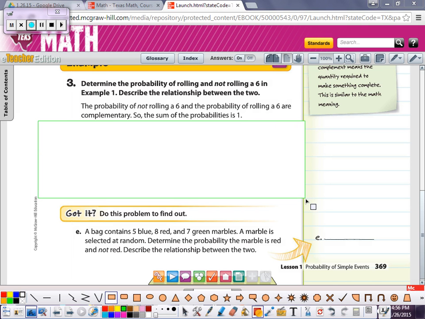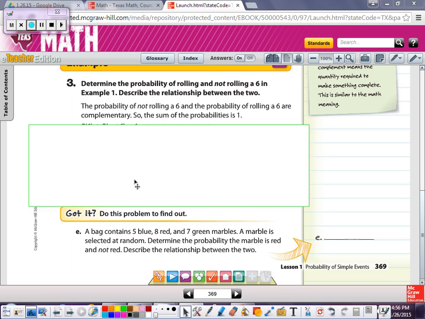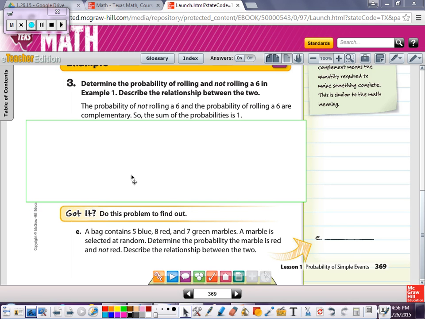I'll cover this up too, and then we'll go over the rest right now. Okay, so what we need to know is we need to determine the probability of rolling and not rolling a 6 in example 1. Describe the relationship between the two. So the probability of not rolling a 6 and the probability of rolling a 6 are complementary. So the sum of the probabilities is 1.